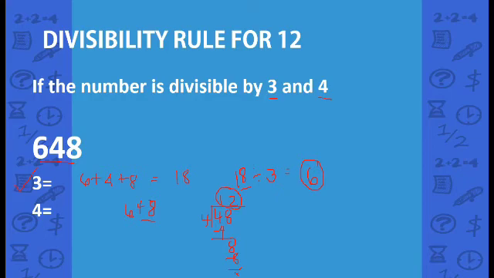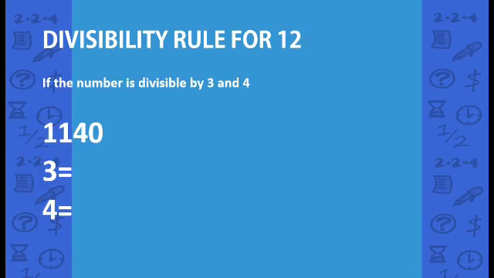12 is a whole number. Therefore, 648 is also divisible by 4. So, ibig sabihin, ang 648 ay parehong divisible by 3 at divisible by 4. Ibig sabihin, ang 648 ay divisible by 12.